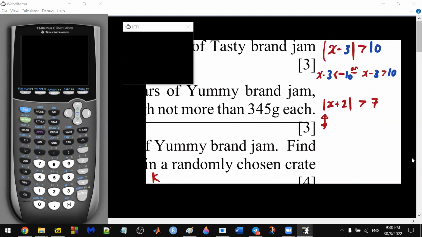The x plus 2 less than -7, or x plus 2 more than 7. Very good. Okay, then from there you continue.